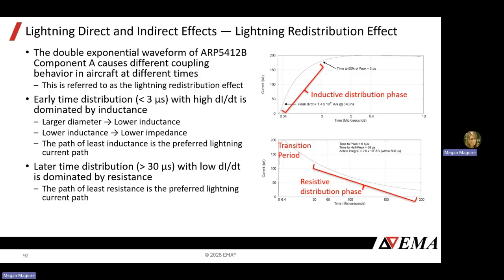Later time, so more than like 30 microseconds. In between, that's the transition period. At later times, which is later than 30 microseconds or so, you have a relatively low rate of change of current. And so then coupling and distribution is dominated by the resistance. So in this case, you'd see a lot of current going on your cables rather than structures.